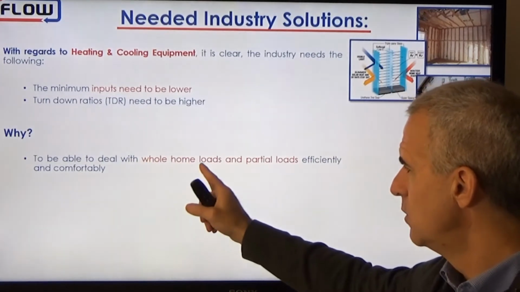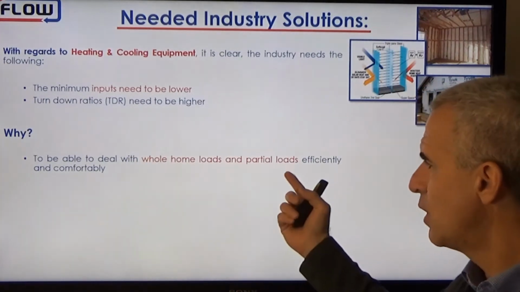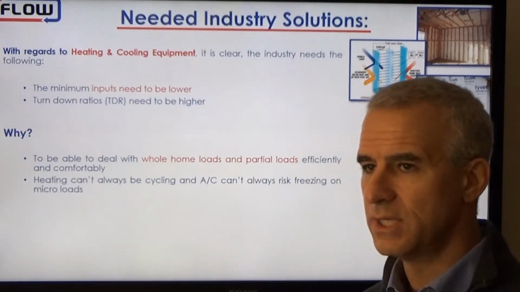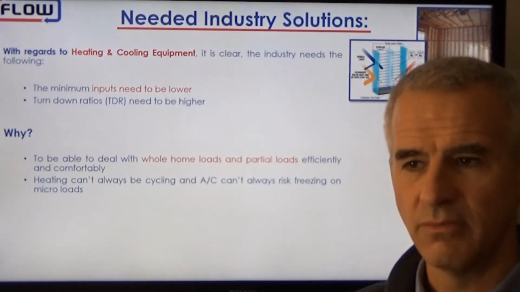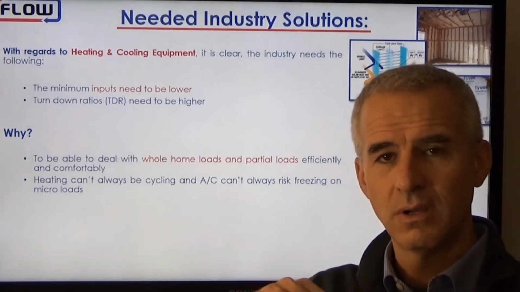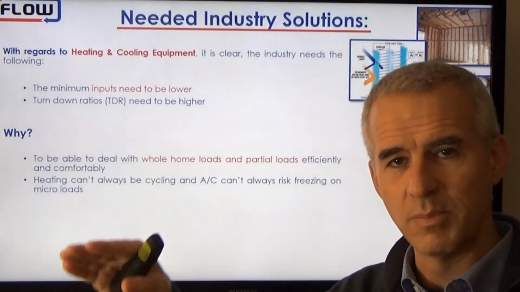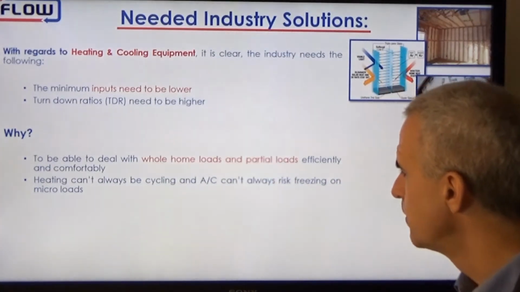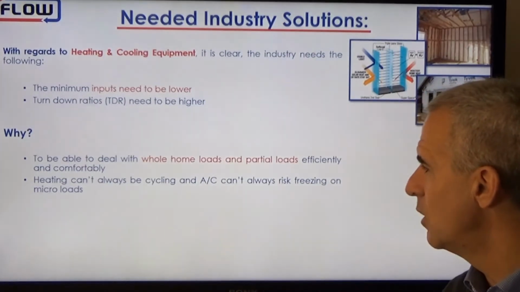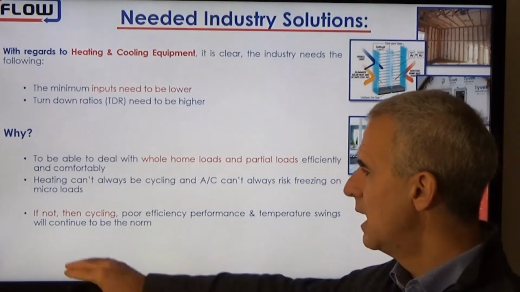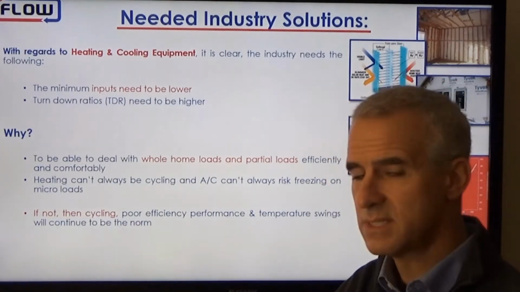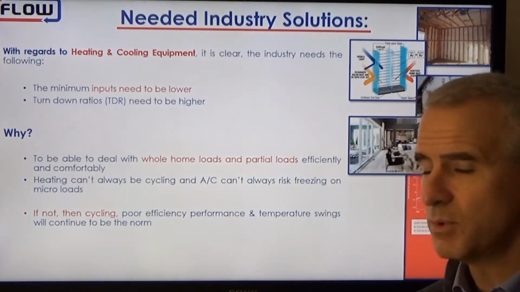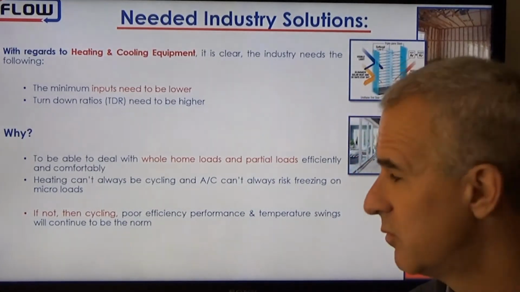We need to be able to deal with whole home loads and partial loads both efficiently and comfortably. And you can imagine if your heating equipment is cycling on and off, the temperature in your home is going up and down as well. So there's a comfort factor as well to the efficiency. We can't always be cycling the equipment on those micro loads. If we don't address it, then the cycling will continue, the poor performance will result, and the temperature swings will continue to be the norm, unfortunately.